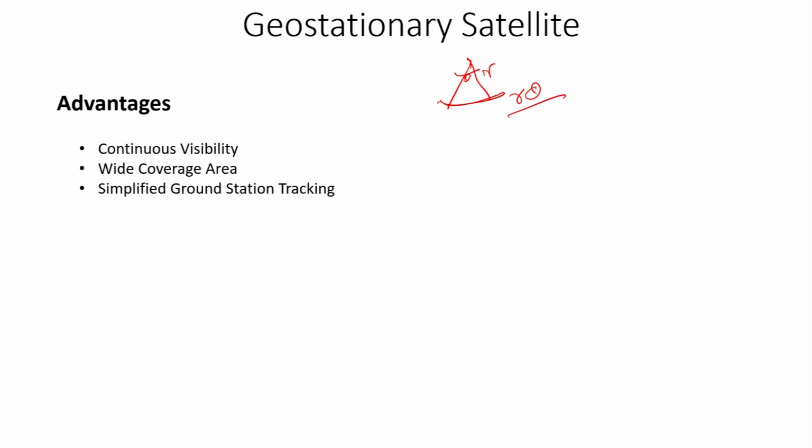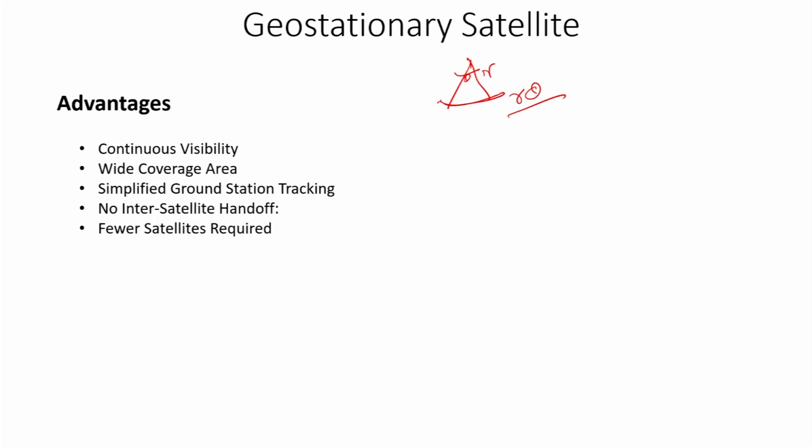Then you do not need the ground station tracking to track the satellite, because it seems to be stationary, but in practice there can be perturbations. So, whatever tracking is needed is very simplified. And when the satellite is in communication with the earth station, we do not need any handoff, meaning switching from one satellite to another satellite, for continuous communication.